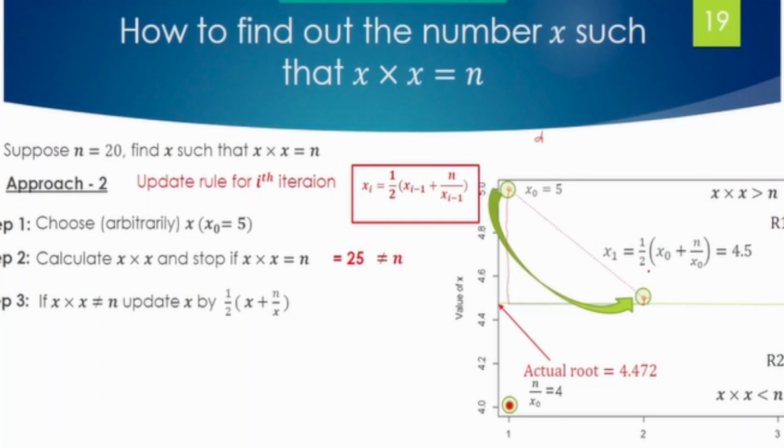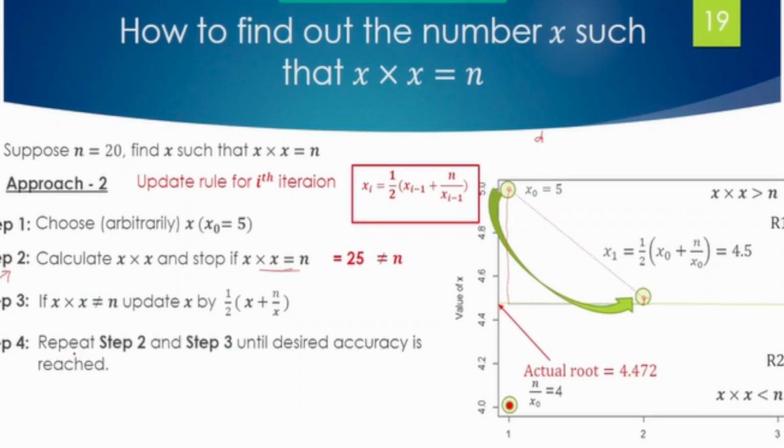Okay. Now, once I come to this x1 point, I will again check whether this is the right answer or not. So I will re-execute step 2, whether the new x is equal to n. If so, then stop, or otherwise again you update using step 3. So that means you need to execute 2 and 3 repeatedly, right? So the next step, step 4, repeat steps 2 and 3 until you reach the actual answer.